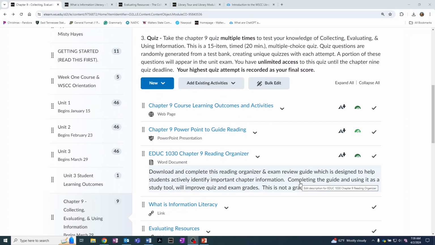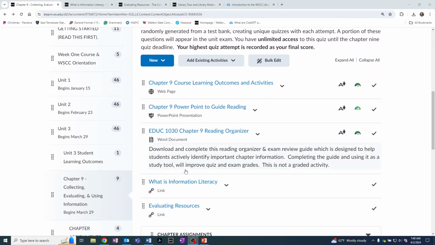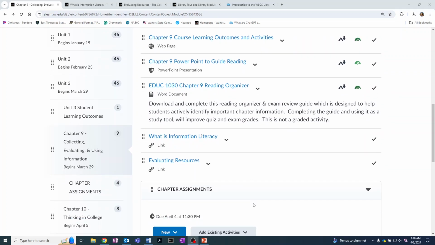When we're looking at what it means for information literacy, you're going to read chapter 9 in your textbook and you're going to complete the reading organizer, which is like your notes. It helps you as a study tool. It helps you also when you take the last exam. I'm also giving you things to help you. There are some great PowerPoint slides that go along with the text perfectly, as well as a couple videos that let you have a deeper connection with what we mean by information literacy.